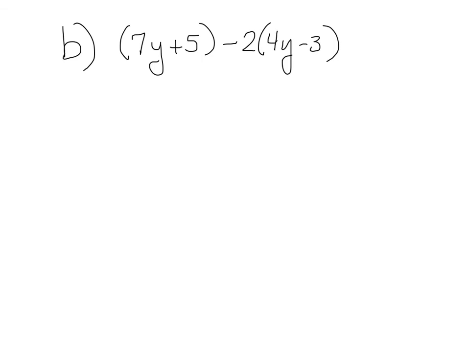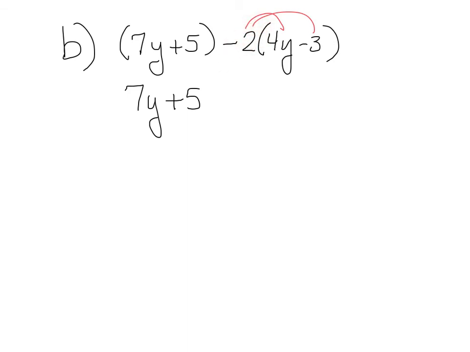Why don't you try B on your own and see if you get the same answer that I do? The problem says 7y plus 5, then we're going to subtract 2 times 4y minus 3. Now you can skip ahead and do the problem yourself, or you can follow along. So the first step is bringing down the 7y plus 5. We are now distributing. You are not distributing a 2. You are distributing a negative 2. So be careful right there.